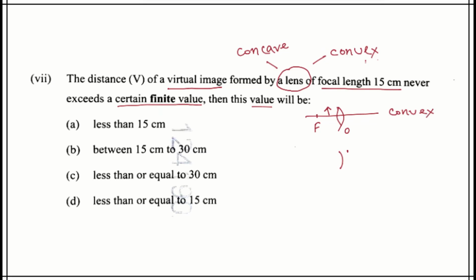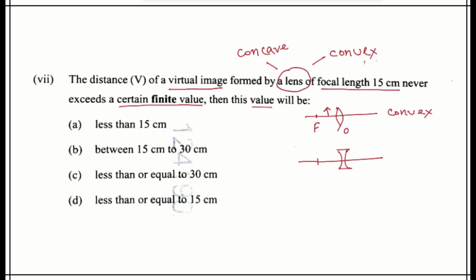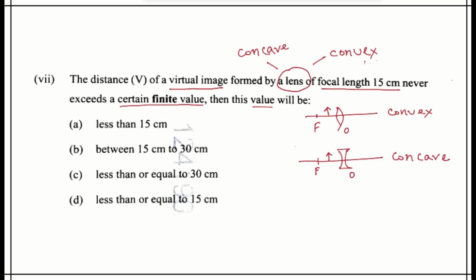For convex one. For concave lens, if we put the object in front of the lens, whatever be the position, the image will be formed between focus and optical center. Maximum, if the light ray comes parallel to the principal axis from infinity, then the image will be formed at the focus, which is in this case 15 cm for concave one.